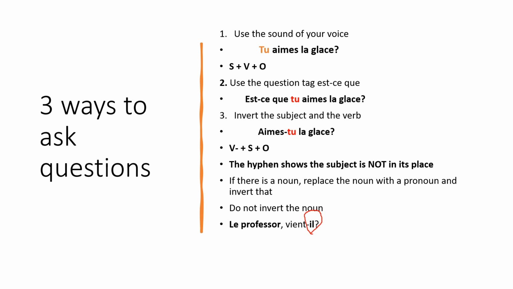The original sentence would be le professeur vient, the teacher is coming. Le professeur, the teacher, vient, is coming. Le professeur vient. Now, if it was just using my voice, I'll say le professeur vient? If it was with est-ce que, I will say est-ce que le professeur vient? But remember, I cannot say vient le professeur. No, that's poetry. We're not talking poetry. We are talking ordinary sentence. You cannot invert a noun. So you replace the noun with the pronoun il, and then you invert the pronoun. So now, le professeur vient, hyphen, il. Vient-il? Okay?